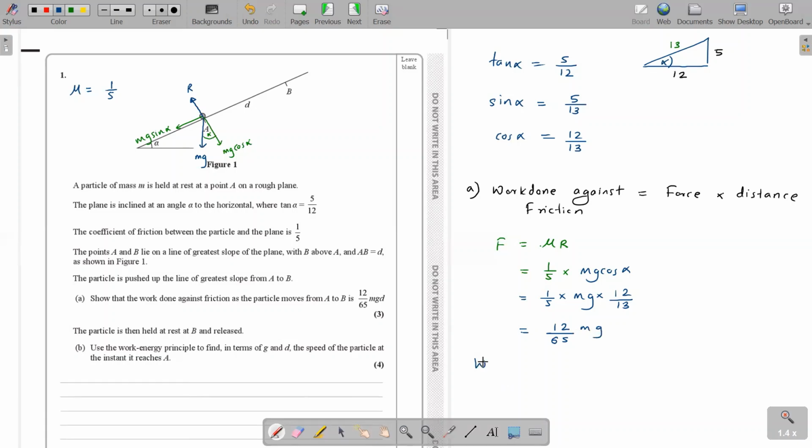So now how do I find the work done? Work done against friction is the friction force multiplied by the distance along the direction that you move. So what's the distance that we are moving? Friction is 12/65 mg, and we are moving from point A to B. The distance that we are moving here is d. Do you agree with me? Force into distance. So therefore 12/65 mgd, which is our show that.